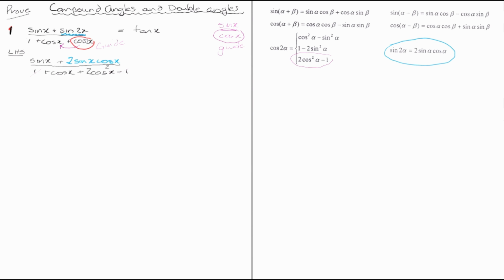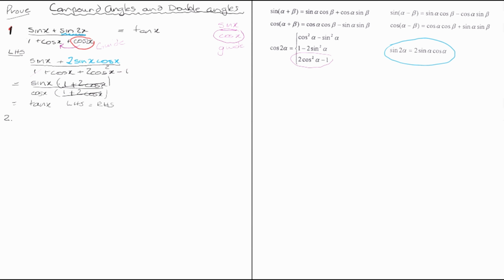So now we're going to look at the numerator. The numerator has a common factor of sine x, so we're going to take it out. Sine x leaves me with 1 plus 2 cos x. And in the denominator, I have a common factor of cos x, and that's going to leave me with 1 plus 2 cos x. Those are the same, and they will cancel. Right, and I'm then left with tan x, and therefore left hand side equals right hand side.